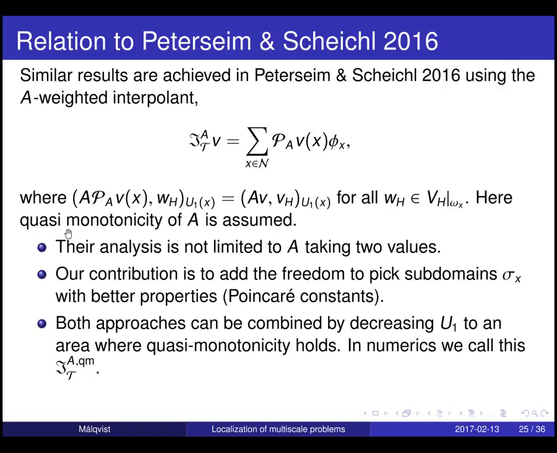Because the problem of this approach is that you have to have quasi-monotonicity of A, and that's very hard to get in practice in these examples I have shown. But both approaches can also be combined. So instead of taking these integrals over omega 1, you can take the integrals over a region where you still have the quasi-monotonicity, and then you get almost the same thing as we have done. We have tested this numerically, this interpolation operator of Peterseim and Scheichl, and this one with a quasi-monotone version of it. And in this simple case with 2 values, if you have 2 black blobs in your patch, you just integrate over one of them and neglect the other one.